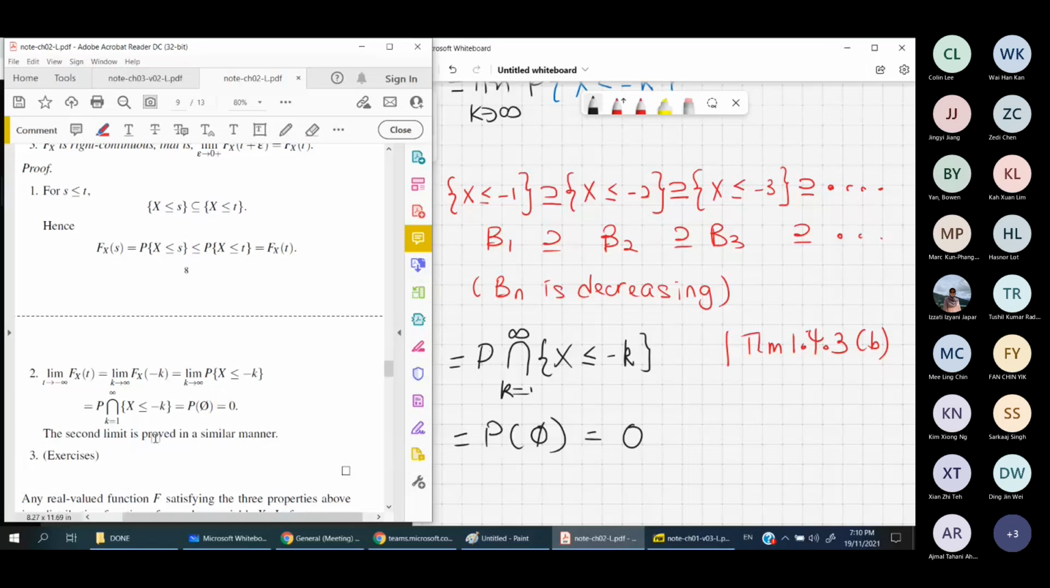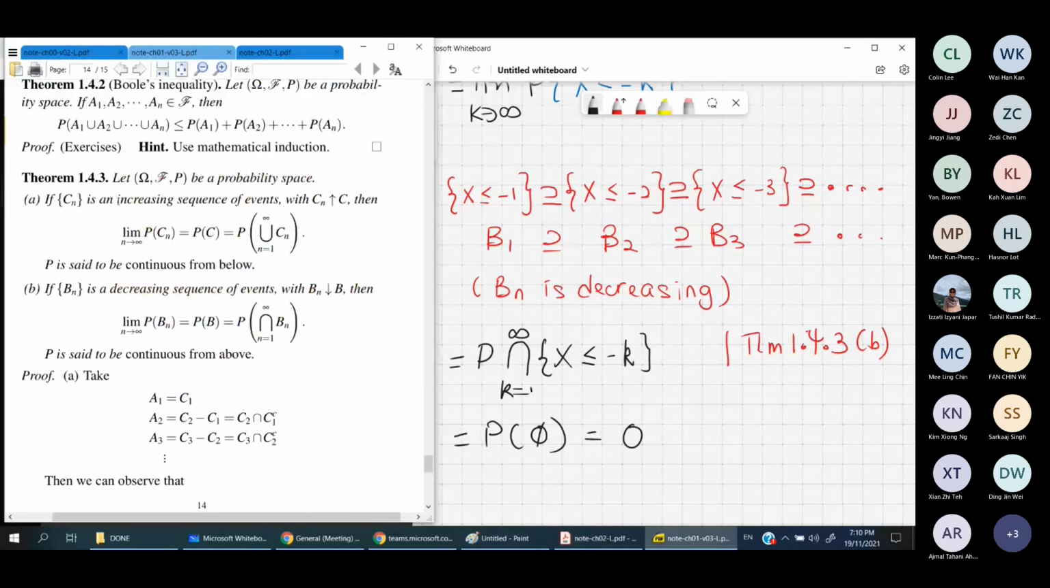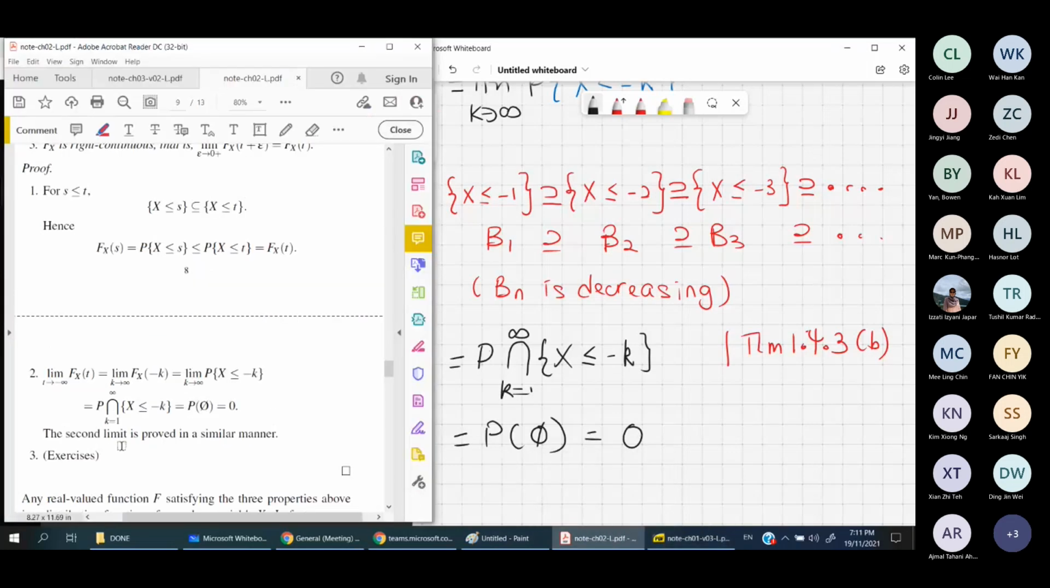So for the second limit, you can get it in a similar way, but the only difference is that in the second limit, you're going to use, I think, an increasing sequence. Okay, so I leave it to you. You do the exercise on your own. So just an exercise for you.